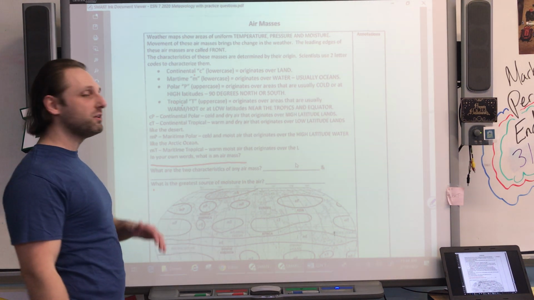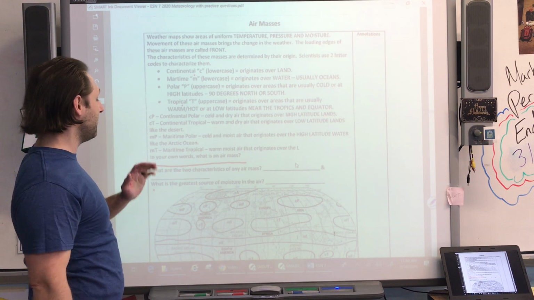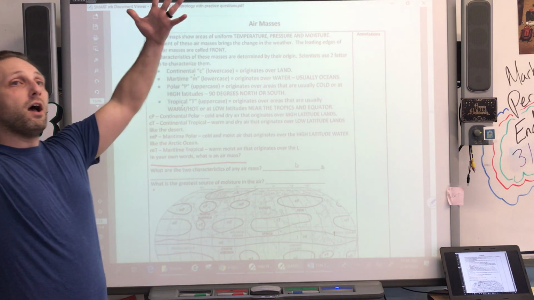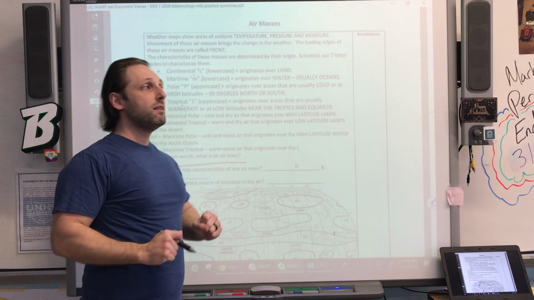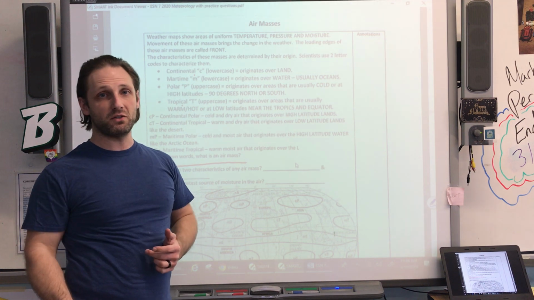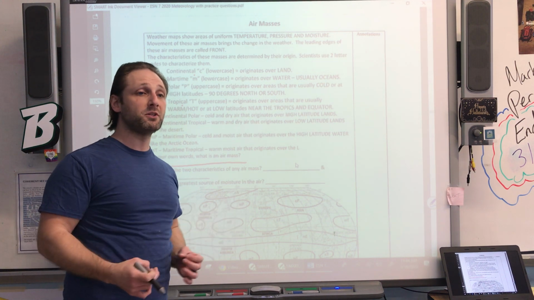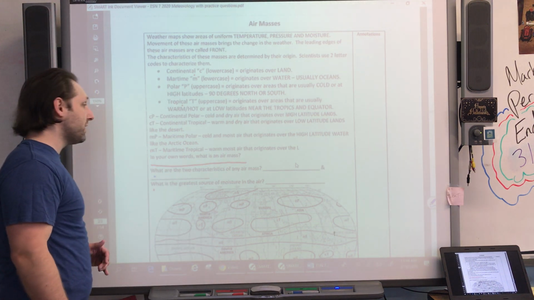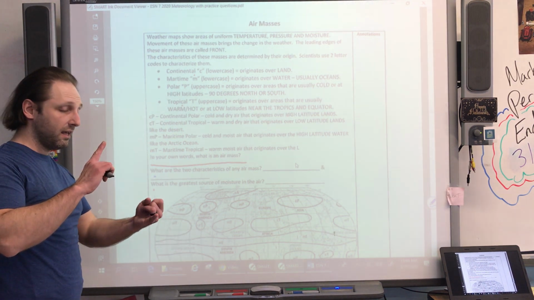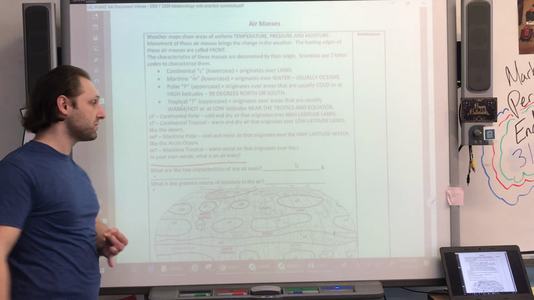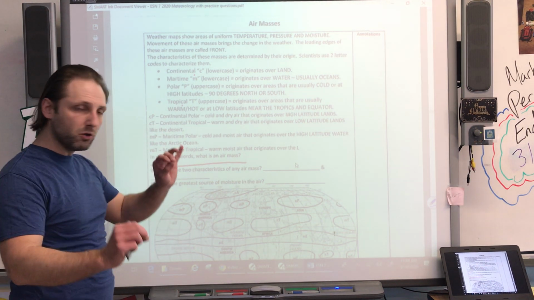So here, in your own words, I'm going to leave that as such, in your own words. But in my own words, an air mass is an amount of air that has similar temperature, pressure, and moisture conditions. And those moisture conditions and temperature conditions can vary depending on where on the planet you are. Now, two characteristics of any air mass: it has to have similar temperature and similar moisture conditions. Okay? Pressure can alter a little.